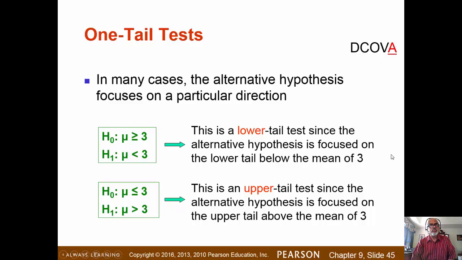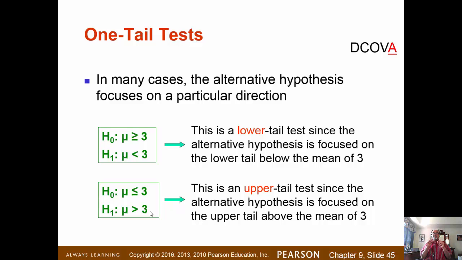Now let's look at one-tail tests. One-tail tests are where your alternative hypothesis is strictly less than a value or strictly greater than a given value. Okay, it is not equal to. So if the alternative hypothesis is not equal to, then it is a two-tail test.